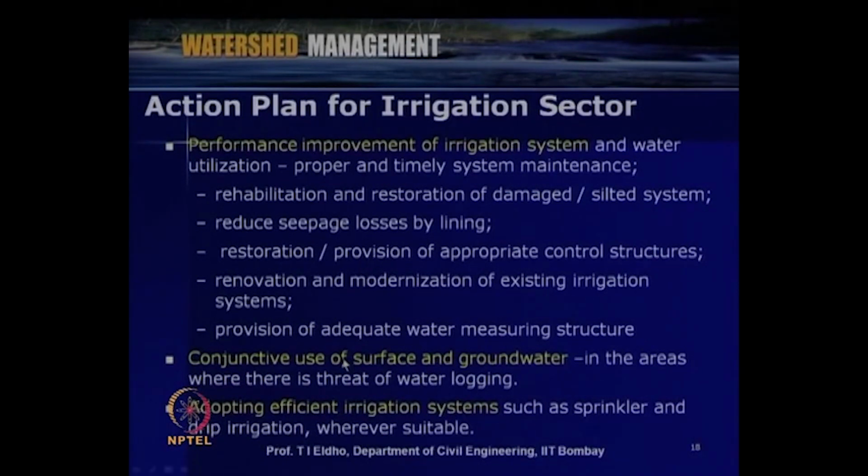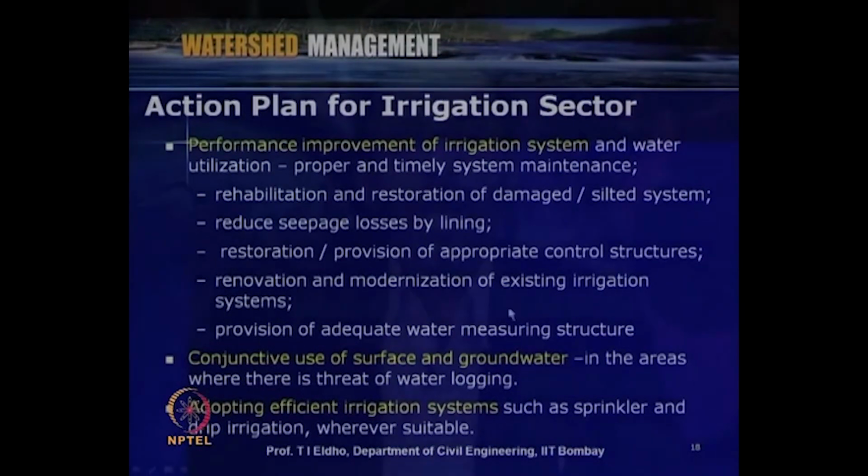Then another important aspect is conjunctive use of surface and groundwater. So, for example, whenever more surface water is available, we can allow this water to recharge the aquifer systems, and whenever surface water is less available, then we can use this groundwater for particular use. In areas where there is a threat of waterlogging, this conjunctive use is important. Then we can adopt efficient irrigation systems such as sprinkler, drip and other schemes wherever efficient water use is possible. So, these are some of the action plans for the irrigation sector.